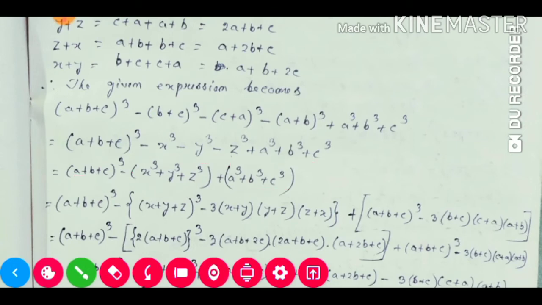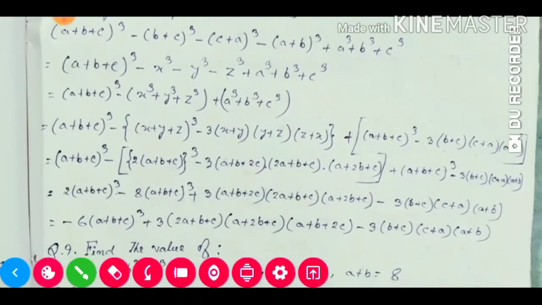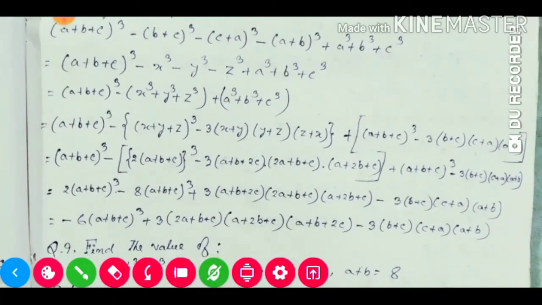Now here this formula will break this one, the a cube plus b cube plus c cube formula. Already we will learn this one. So the a cube plus b cube formula is A plus B plus C whole cube minus thrice A plus B, B plus C and C plus A. And this one also same, A plus B plus C whole cube minus thrice A plus B, B plus C, C plus A.